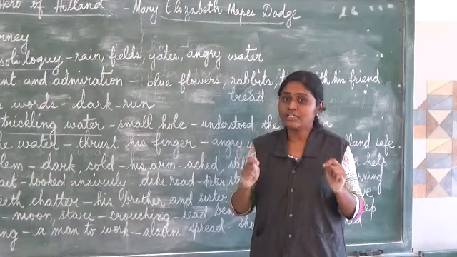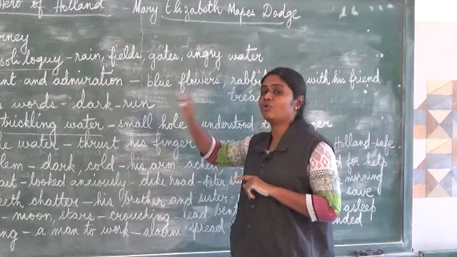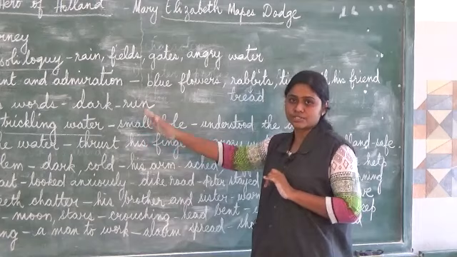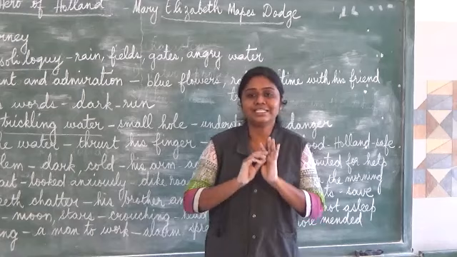So what he does is he thrusts his finger into the hole and prevents the water from coming any further. The water then stops flowing. So with his finger he has plugged the hole and the water stops flowing into the land. Now for the time being he thinks that the problem is over.